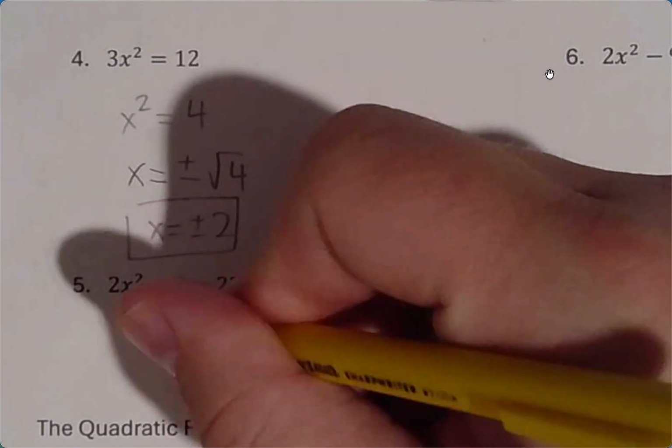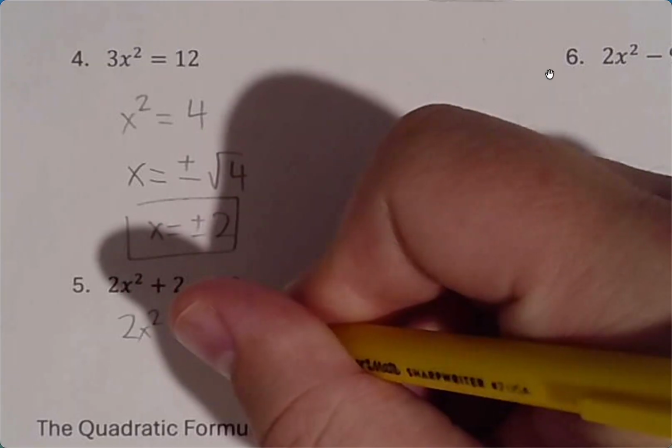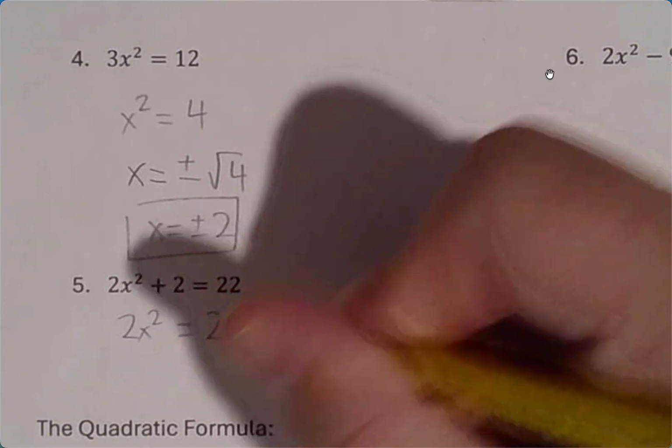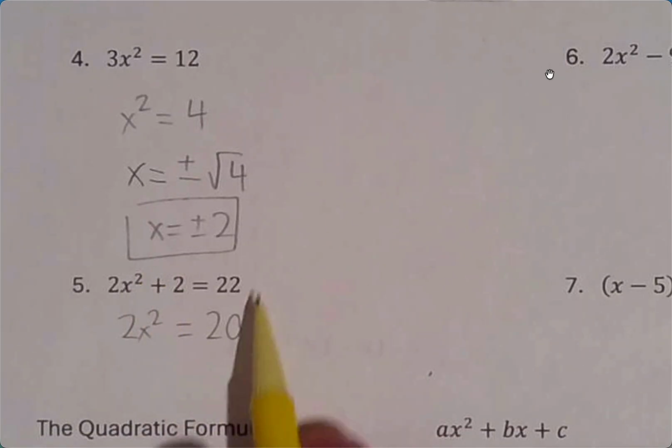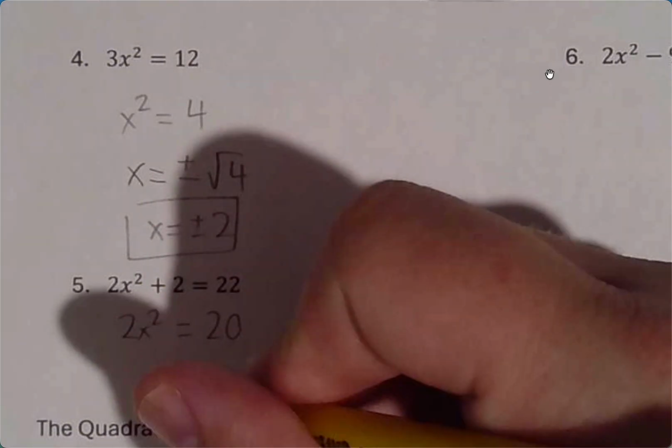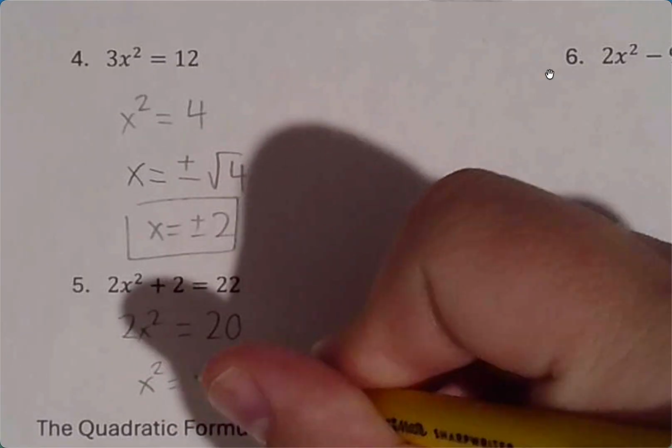This one, I've got 2x squared plus 2 is 22. First thing I'm going to do is subtract that 2 over and just get 20. This 2 wasn't a part of my x, so it got subtracted first. There we go. Then I'm going to divide. That's going to give me 10.